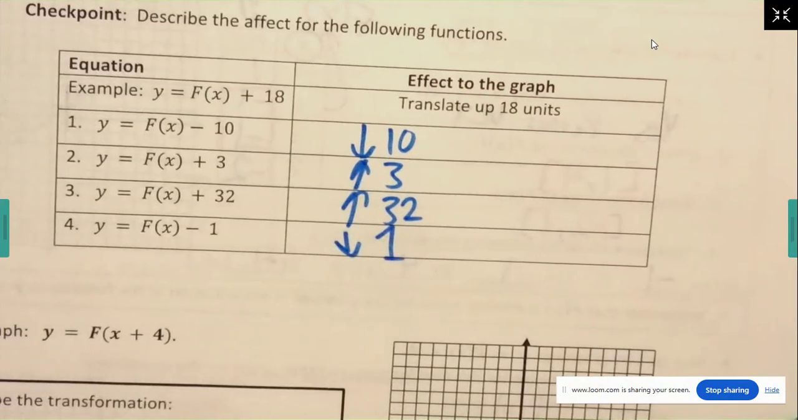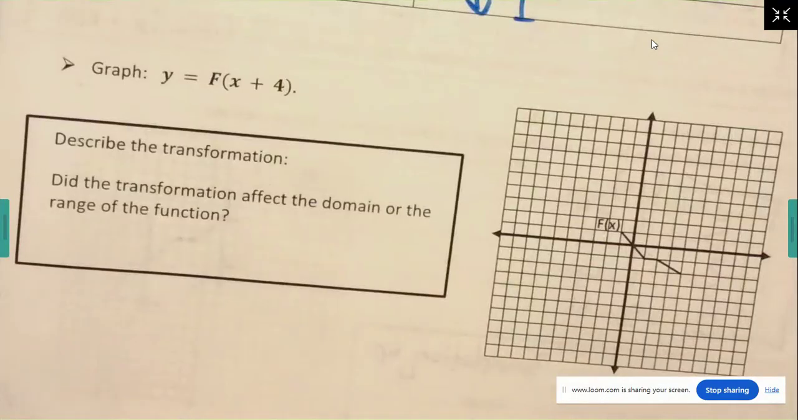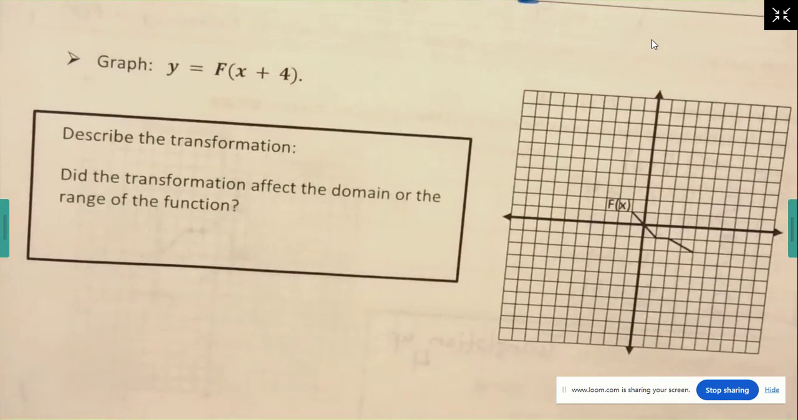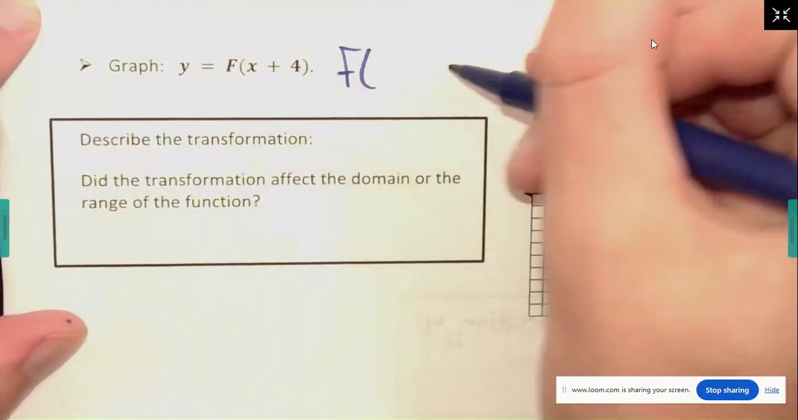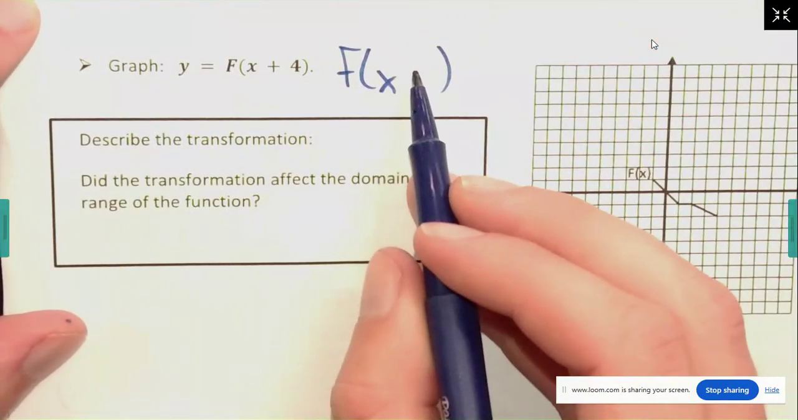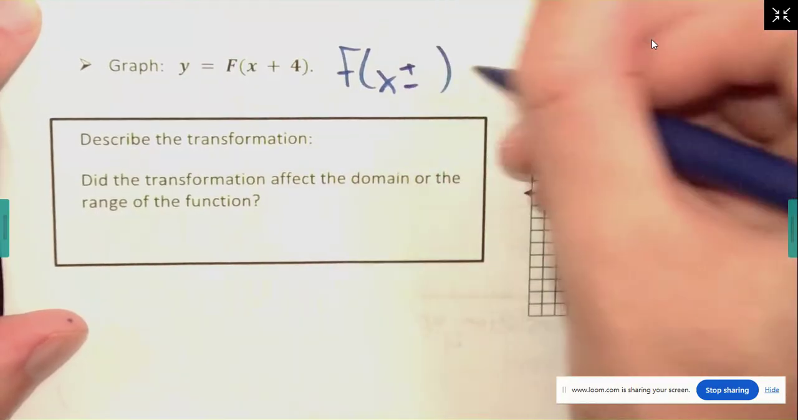Okay, so I'm just going to graph this for you, because once we start getting to inside the parentheses versus outside the parentheses, the tables can get a little funky. So I'm just going to put it simply. I'm going to have f of x, and I can have addition, subtraction in here. I can have addition and subtraction over there.